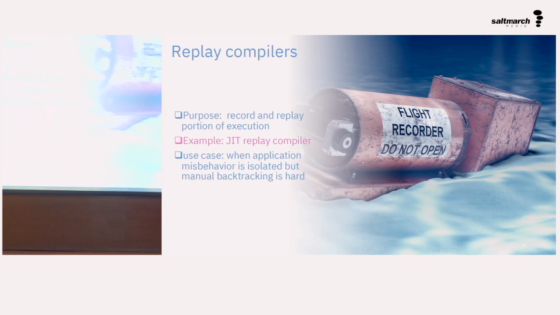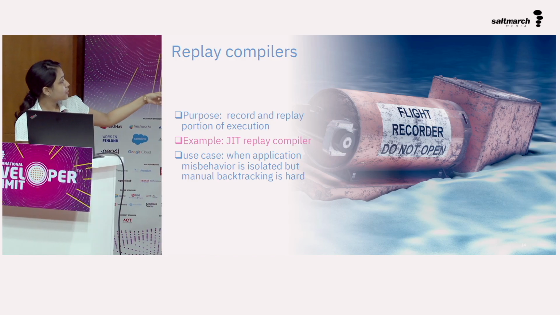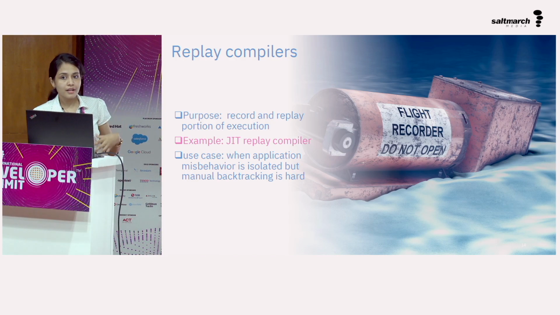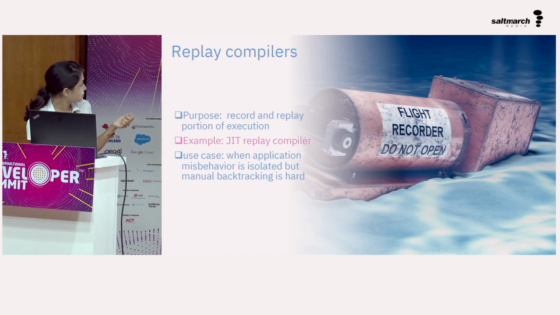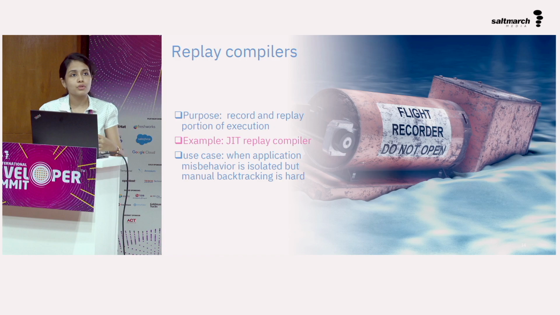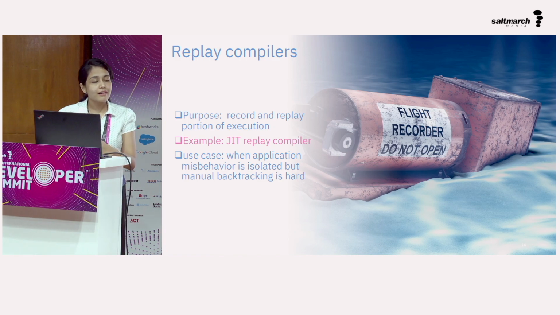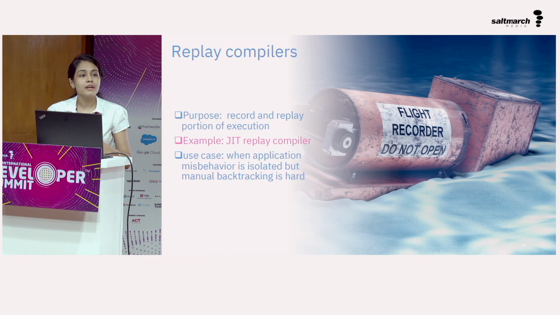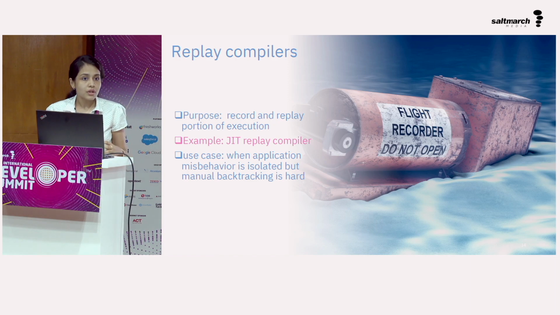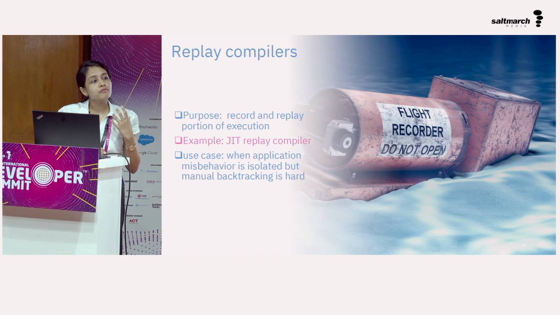Okay, so next we have replay compilers. If you know, this is a black box. After a crash, a black box is generally used in flights to know what went wrong. Similarly, replay compilers perform a similar function, that is, to record and replay a portion of execution. Many times the backtracking and the live debugging that we do may not provide us with a solution. Like I said, for enterprise-level applications, there are too many lines of code, and if your problem site is, say, 20 or 50 caller functions away, it is humanly impossible to reach there. In such a case, you may need a replay of what went wrong.